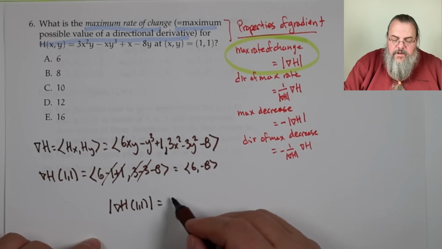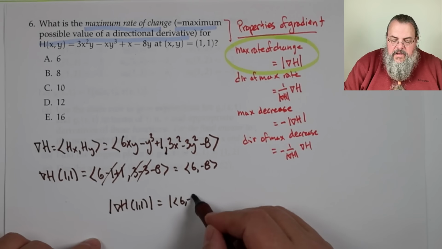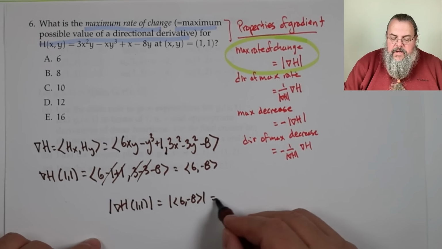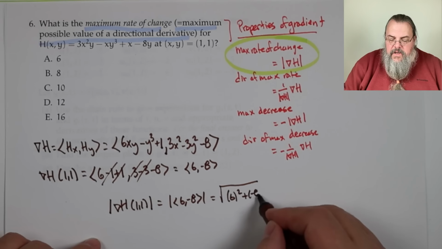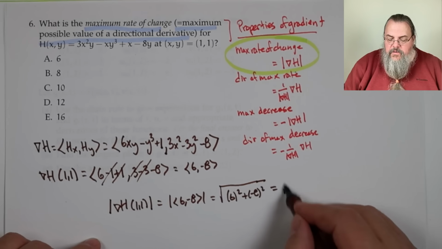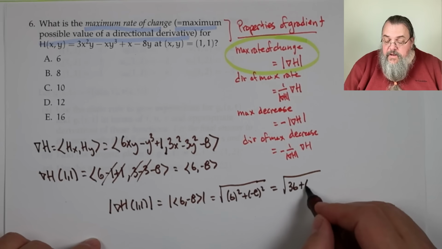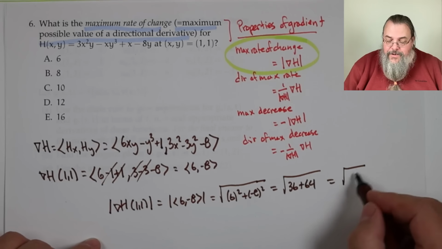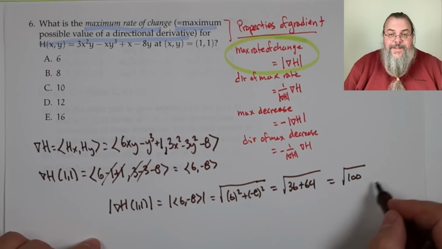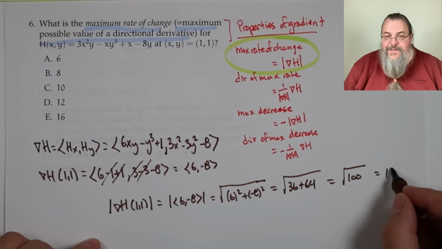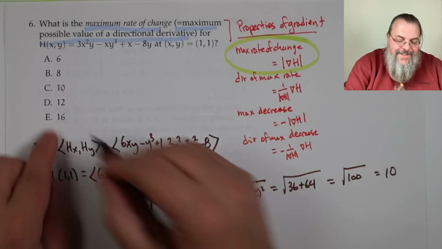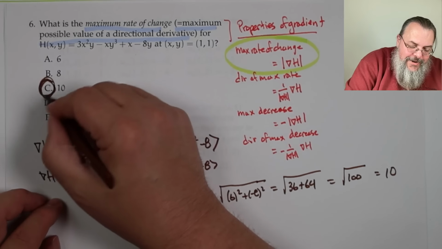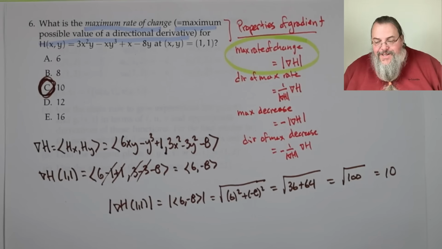Take the magnitude of what we just found. And what do we get? Magnitude of (6, -8). Well, that's the square root of 6 squared plus negative 8 squared, which is the square root of 36 plus 64, or the square root of 100, which is 10. C. Our answer was C.